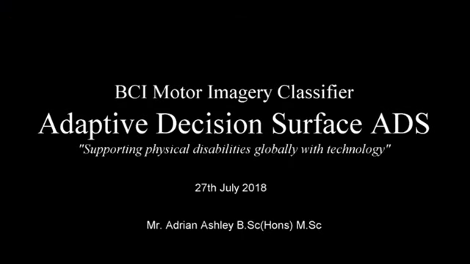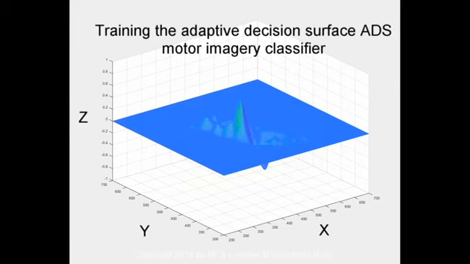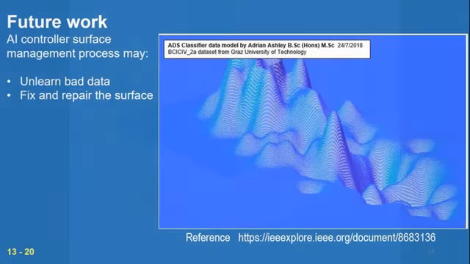You can observe how the surface of the ADS classifier changes as the training data is applied. The diagram shows a close-up of the ADS classifier surface. The peaks are the Class 1. The troughs, or the inverted peaks, are the Class 2. It could be possible to use artificial intelligence to maybe unlearn bad data, or you could fix and repair the surface of the ADS classifier.